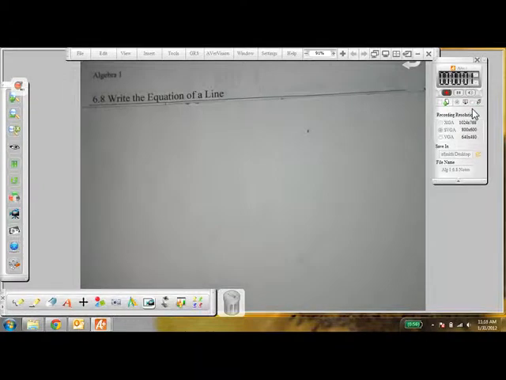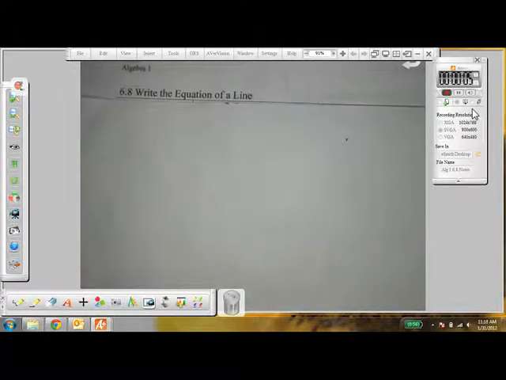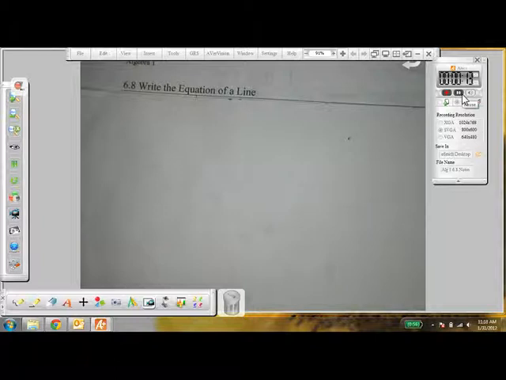So today we've been looking at equations of lines and finding the y-intercept and the slope, and today we're actually going to be doing that backwards. I'm going to give you the y-intercept and the slope, or the y-intercept and a point, or the slope and a point, and we're going to be solving and writing the equation of the line. So let's look at this right here.